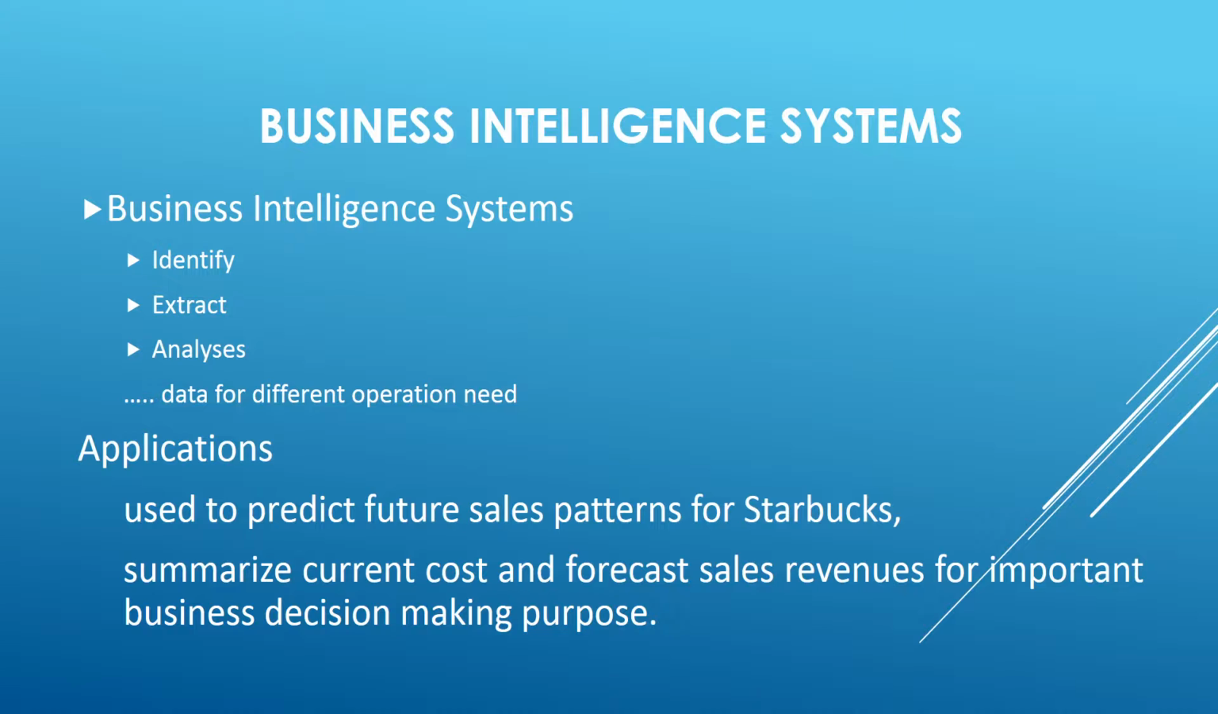BIS is a complex system used in an organization. Starbucks uses a business intelligence system to identify, extract, and analyze data for different operation needs. This type of system is also used to predict future sales patterns, summarize current costs, and forecast sales revenue for important business decision making.